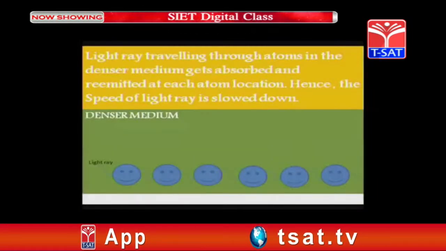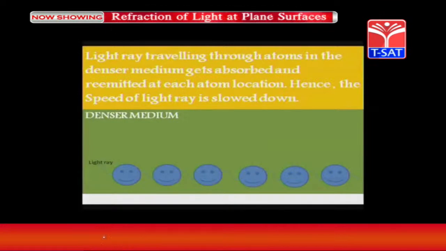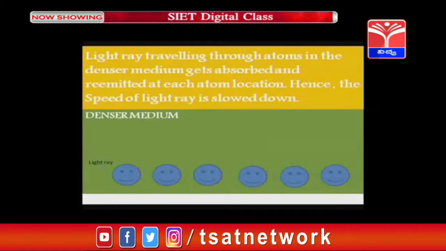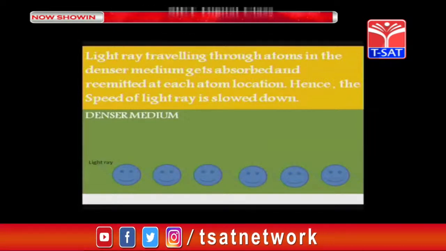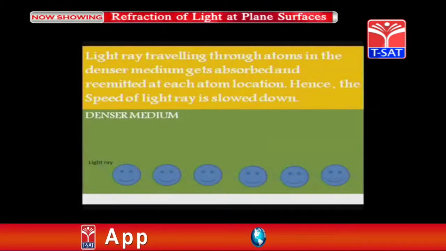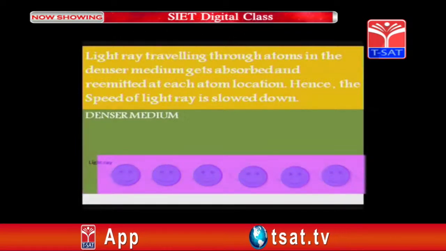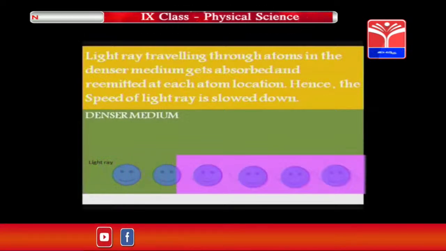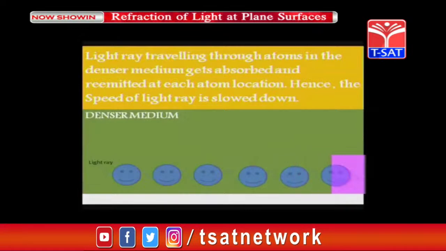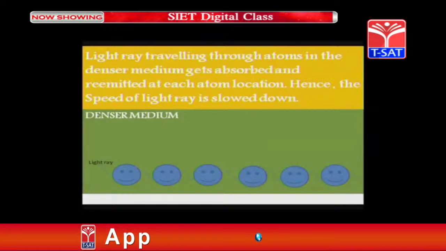Now, let us look at this atoms arrangement. A light ray traveling through atoms in the denser medium gets absorbed and re-emitted at each atom location. Hence, the speed of the light ray is slowed down. Look at the light ray. It is passing through all atoms. As it passes, the light ray is absorbed at each atomic location and it is re-emitted. So, in this process, the speed of light decreases.